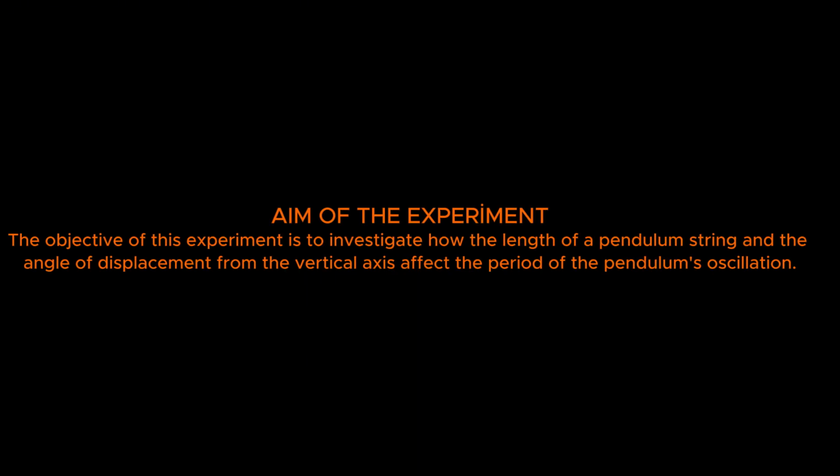By varying these factors, I will measure the period, which is defined as the time required for the pendulum to complete one full oscillation. Aim of the experiment: the objective of this experiment is to investigate how the length of a pendulum string and the angle of displacement from the vertical axis affect the period of the pendulum's oscillation.